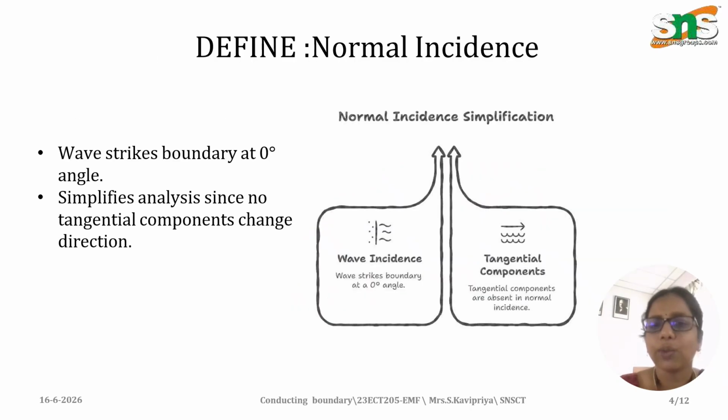And next, what is a normal incidence? When the wave strikes a boundary at 0 degree angle, then we call it a normal incidence. It simplifies the analysis since no tangential component change will occur.